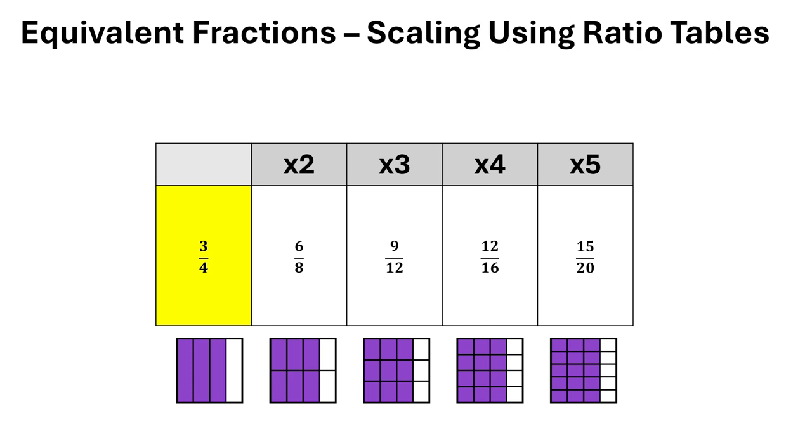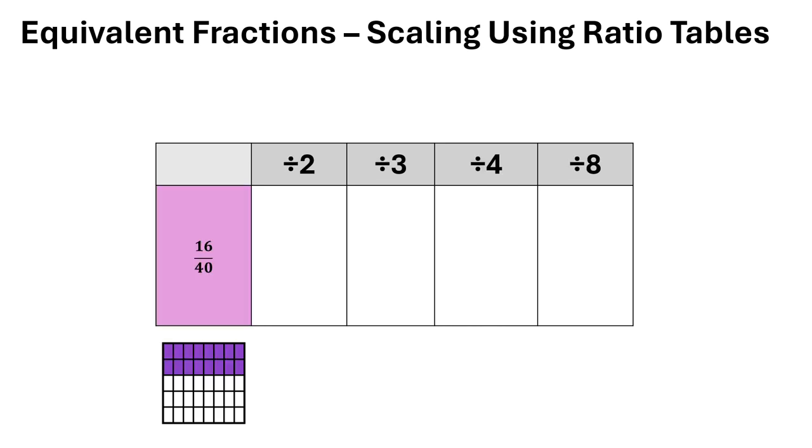And once again, this is highlighting another big rule: as the denominator gets larger, the part gets smaller, because 12ths are smaller than quarters, for example. And you can see that there below. So you can use a ratio table to scale up to find equivalent fractions, and you can use a ratio table to scale down equivalent fractions.